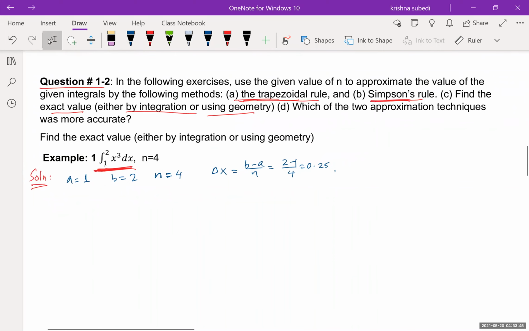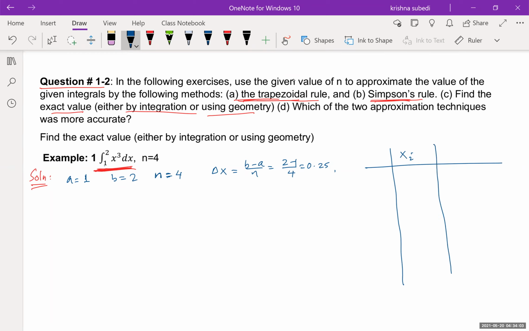Now, with this, I think it will be a good idea to make a table, because if we calculate all the values in the table, later we can just plug in the values. So let us make a table here. First, x i and f of x i. Remember our f of x is x cubed. This is our function.